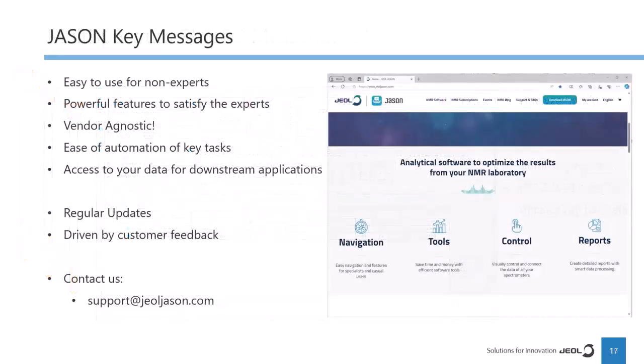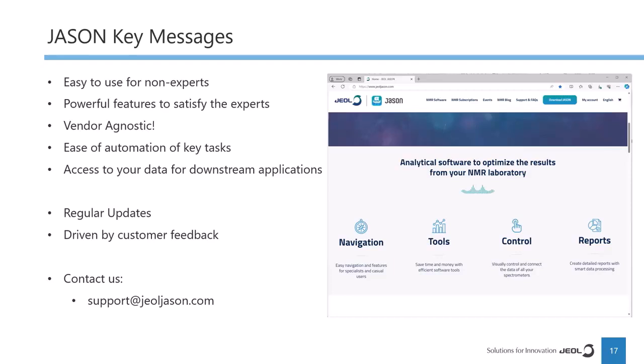Okay, so I just wanted to finish off by reiterating a few of the key messages around JSON and SMILEQ. So JSON is our post-acquisition NMR processing software that's designed to be easy to use for non-experts, but have powerful features available to satisfy expert users. So if you just want to use JSON to determine your structure, that's very straightforward. If you want to use it to process the latest non-uniformly sampled pure shift experiment, you can do that as well.